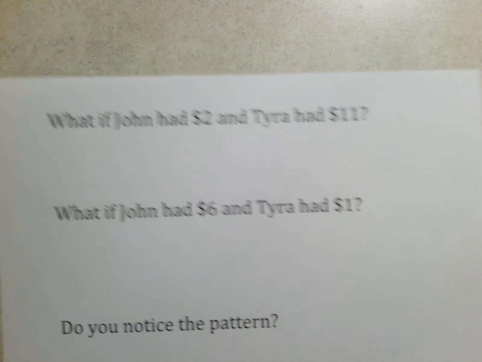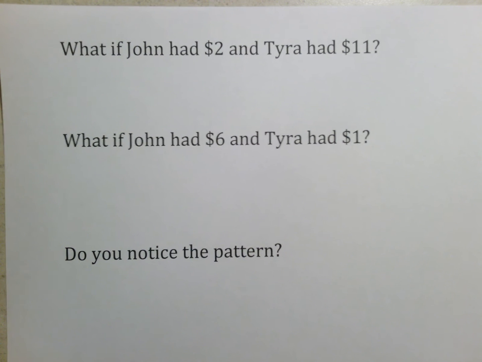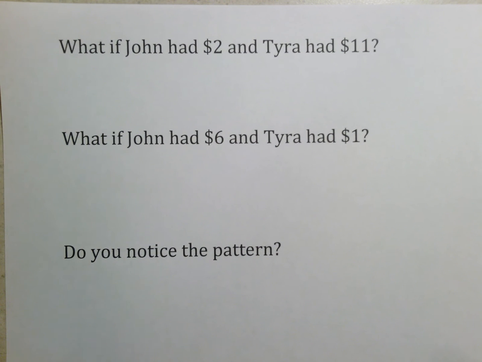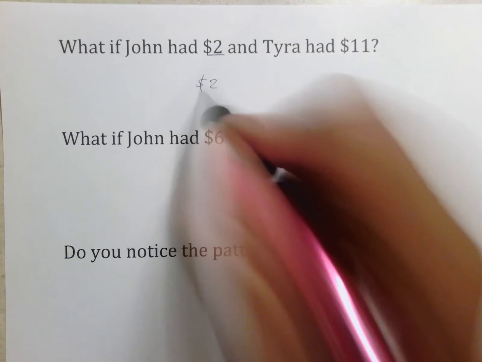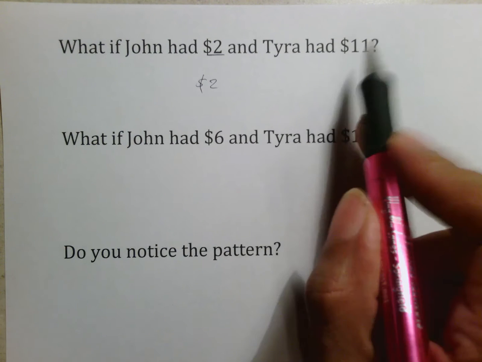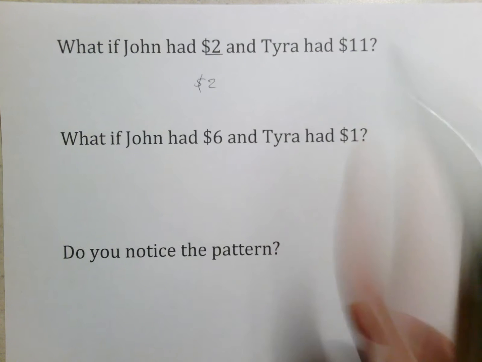Think about it here. What if John had $2 and Tyra had 11? Again, you want the most that you can possibly get without passing up someone. You would always pick the lowest amount, so he would charge $2 for it. Don't charge 11 because only that person could buy it. Charge 2 because both of them could buy it.